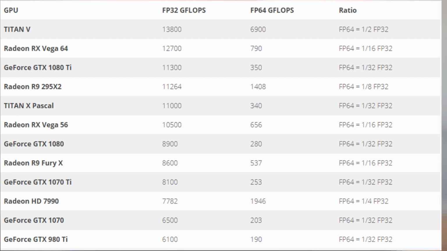Now, the interesting thing to note here is the relationship and that ratio between the single precision 32-bit and the double precision 64-bit. Notice that the Titan V actually has a 1:2 ratio, where the double precision is still pretty high at 6.9 teraflops. It's really high for double precision. But you look down and you see things like the RX Vega 64 and even the GTX 1080 Ti. Look at that. That ratio now is 1/16, 1/32, and the double precision number is way lower.